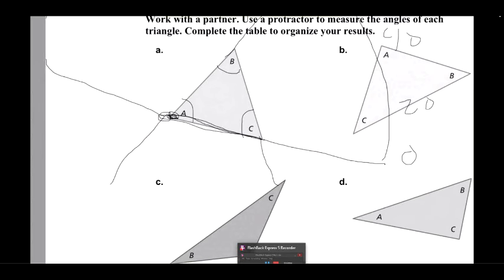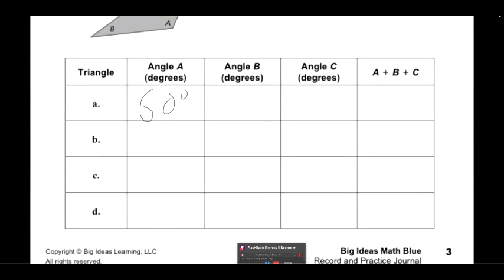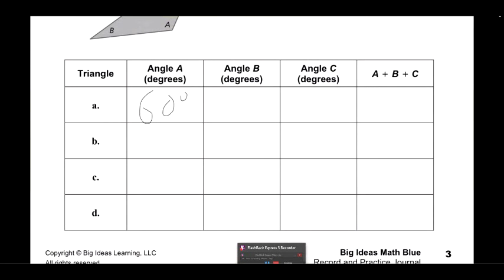In fact, you can pause the video if you'd like. Alright, welcome back. Here you should have 60 degrees, and angle C you should have around 60 degrees too. And if you would, add up A plus B plus C. So that would be 180 degrees.